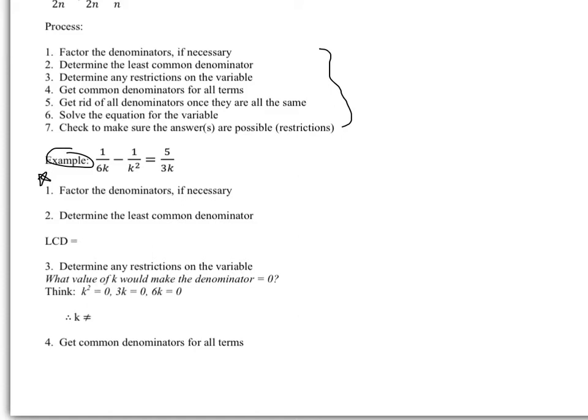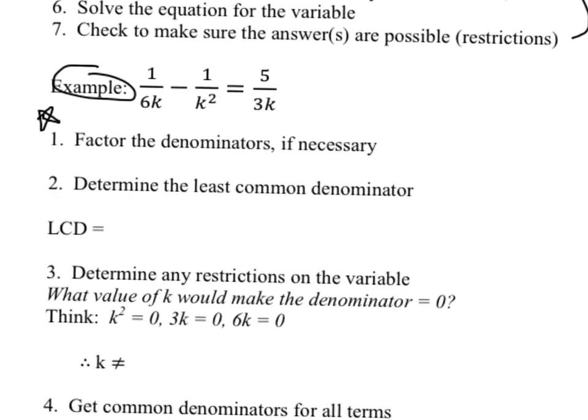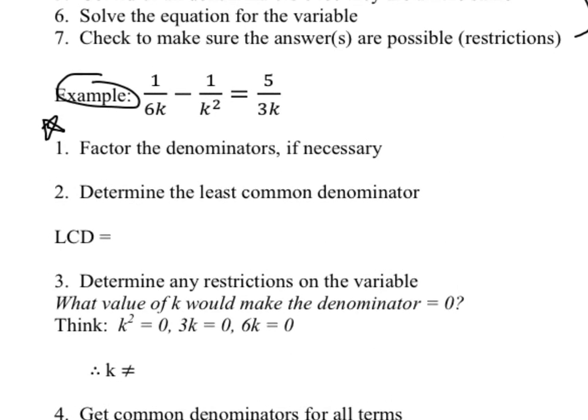Now, the first thing is to factor the denominators if necessary, mainly if it's a binomial or something like that. So in this case, it's done. Determine the least common denominator. Well, if you look at this problem, we're going to use the common denominator, but a little bit differently than when we're just adding and subtracting fractions. The least common denominator is the least common multiple of the three denominators.